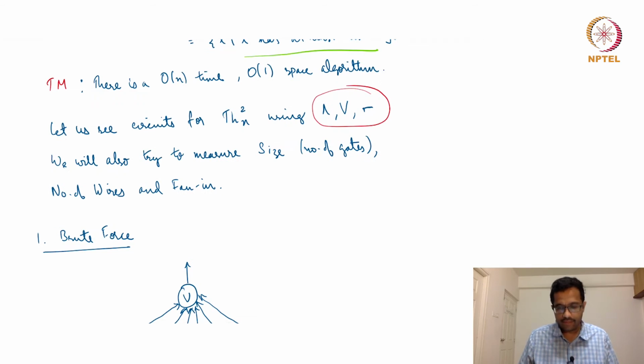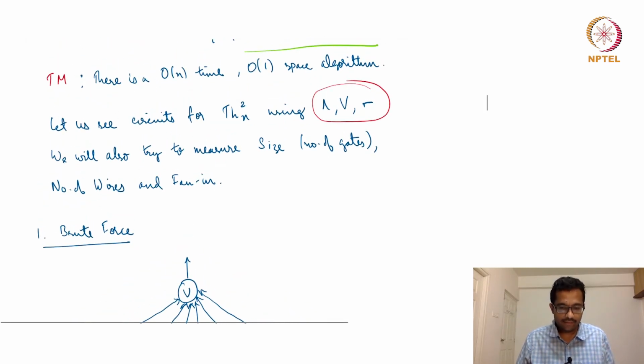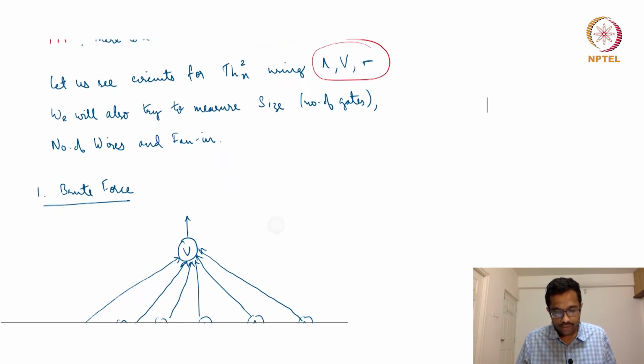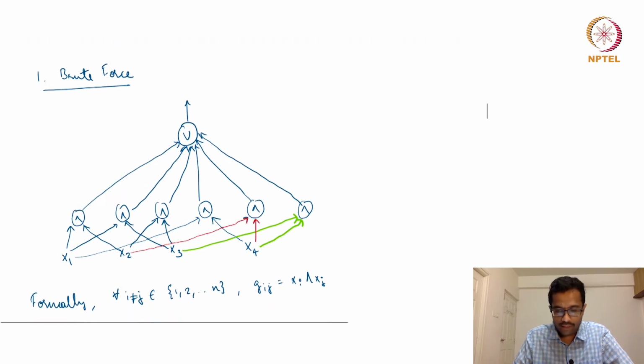Again, size and fan-in you may have heard of when you studied digital logic in your undergraduate. So let's try to realize this function threshold 2 using some circuits. The first approach is the brute force approach. We are saying that out of the n input bits, there are at least 2 ones. So why not have a very simple idea?